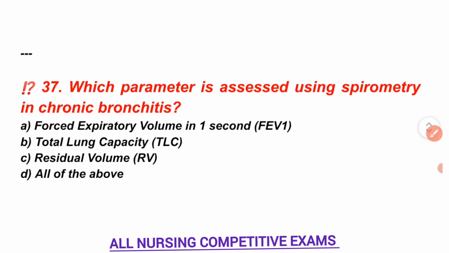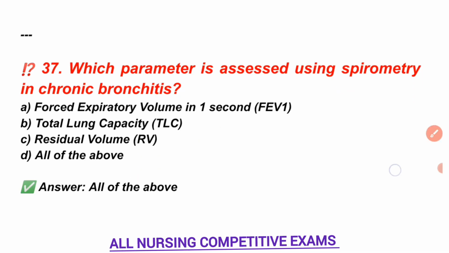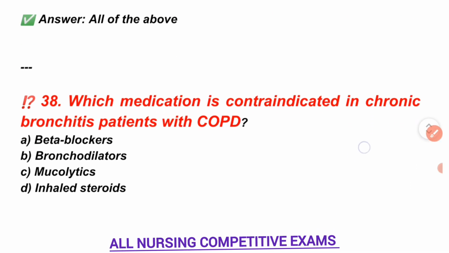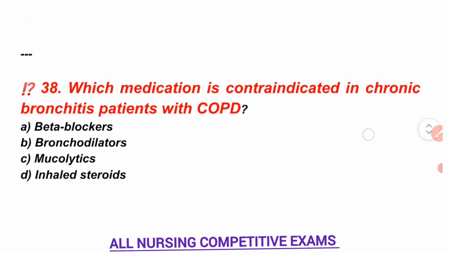Question number 37. Which parameter is assessed using spirometry in chronic bronchitis? The right answer is option D, all of the above. Question number 38. Which medication is contraindicated in chronic bronchitis patients with COPD? Right answer is option A, beta blockers.